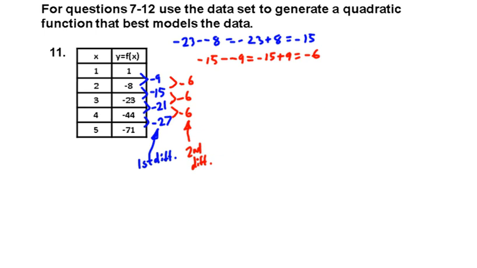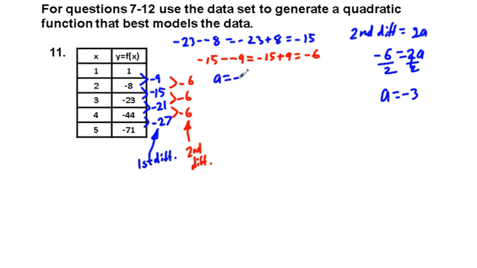And according to our equation, I'm going to put this at the right here. We're going to have second differences are going to be equal to 2a. So we have negative 6 is equal to 2a. Dividing by 2, we have a is equal to negative 3. So I'm going to put up here, a is equal to negative 3.